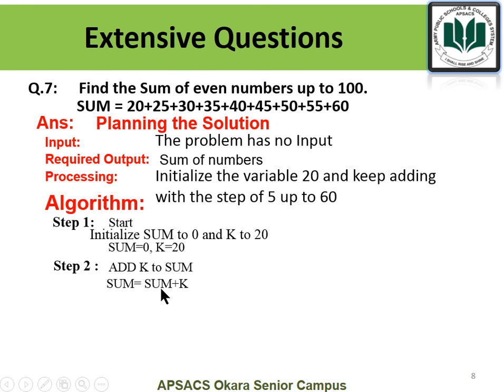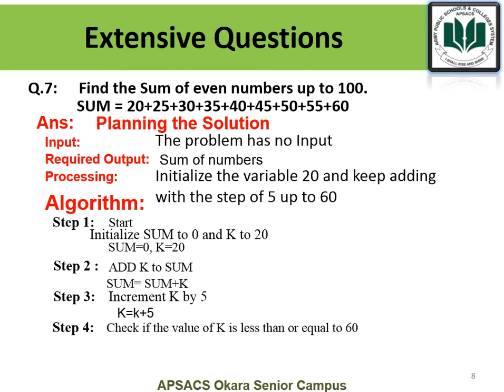So next value of sum is 20 and next value of k, we will be incrementing the k with the 5. So k is equal to k plus 5. So next value of k will be 25. So 25 plus 20, 45. So value of sum will be 45. Now the value of sum will be 45 and again we will be incrementing k. The value of k will be 30. 45 plus 30, it will be 75.